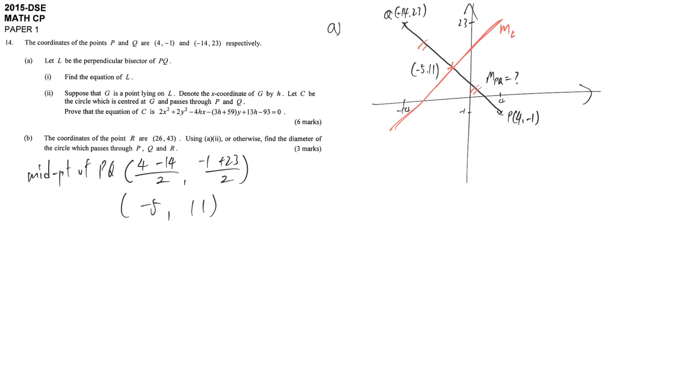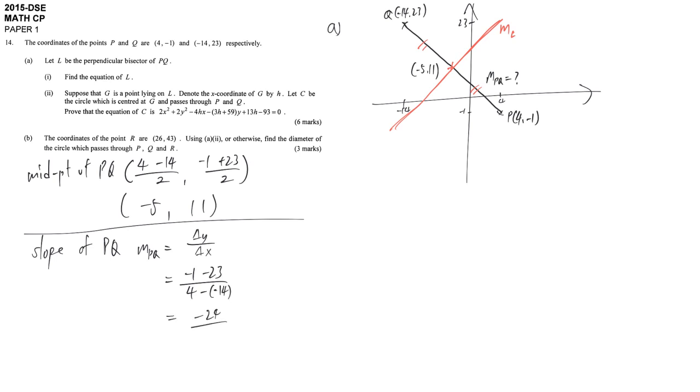And then we try to find the slope of PQ so that we can trace back what the slope of our perpendicular line is. So the slope of PQ is equal to delta y divided by delta x. So (-1 minus 23) over (4 minus -14). So -4 over 3 is the slope of PQ.